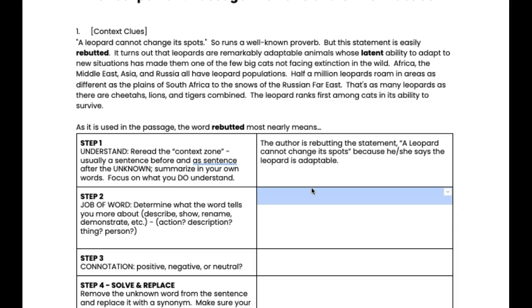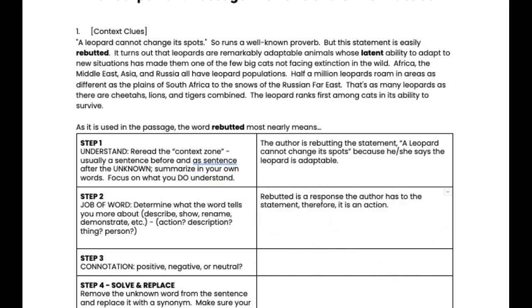Step 2 now is where we determine the job of the word. So we're asking ourselves, what is this word doing in the sentence? So again, we go back to the sentence itself: but this statement is easily rebutted. What you need to ask yourself is, is this word describing something? Is it showing something? Is it renaming something, demonstrating something? Is it a person, place, or thing? So take a second, ask yourself what role you think it's playing in the sentence, and then put that in the box here.